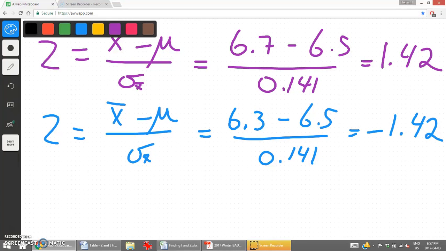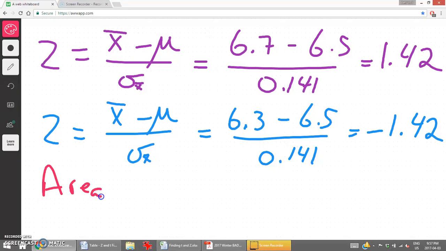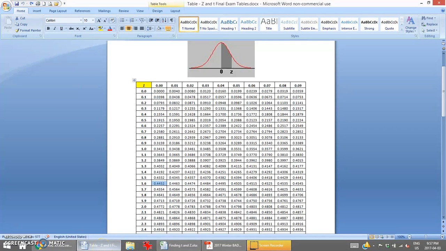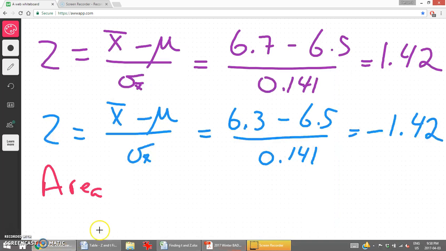The second step is to find the area that corresponds to a value of 1.42. To do that, we go into our normal distribution chart. 1.42 is right there. So you go to 1.4 and a decimal of 0.02 gives us an area of 0.4222. And that's going to be the area for both of them.